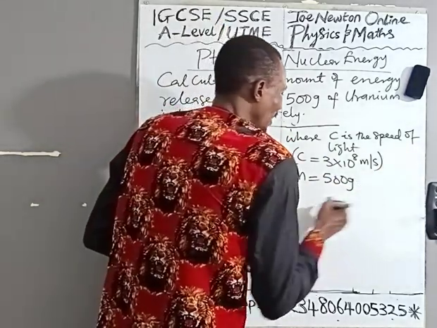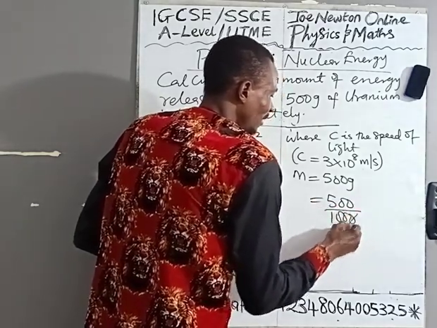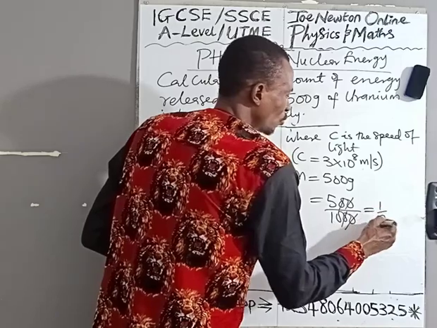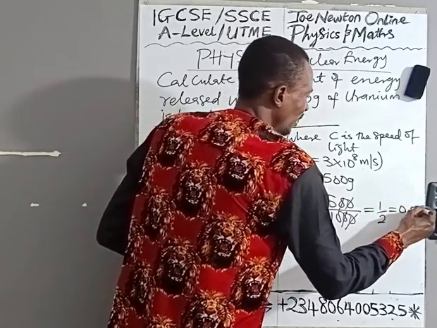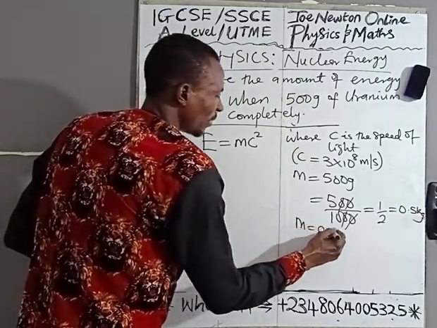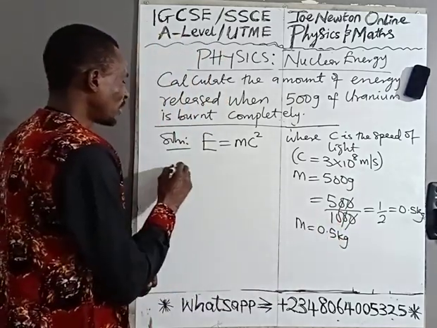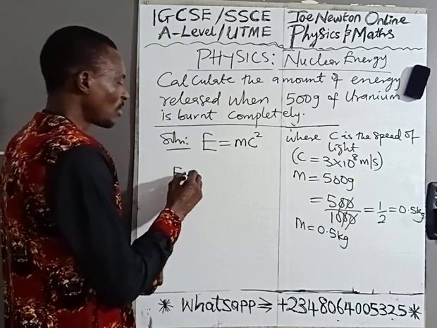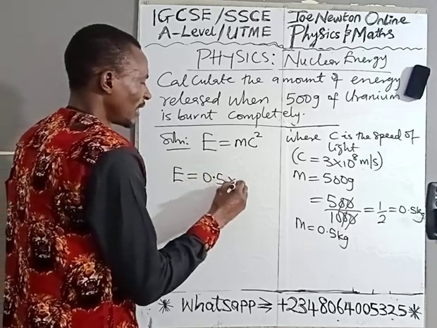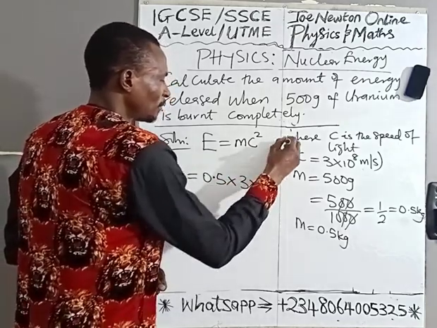A quick one, and that becomes 500 over 1000. That is this, 0 cancels 0, 0 cancels 0. We are left with 5 over 10, which is 1 over 2, which is 0.5 kg. That is half. So our M is equal to 0.5 kg. Good. Now we are good to go. So we come to this place and substitute what we have. So our E becomes, our M is 0.5 times our C, which is 3 times 10 raised to the power of 8.